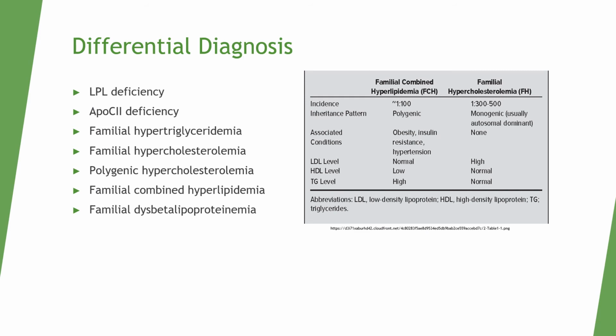With lipid disorders, there may be many different causes and therefore a lot of differentials, including the LPL deficiency, which is the lipoprotein lipase we talked about, apolipoprotein C2 deficiency, which is a coenzyme for receptor processing, familial hypertriglyceridemia or hypercholesterolemia are also possible, polygenic hypercholesterolemia, familial combined hyperlipidemia, which includes both the triglycerides and cholesterol increase, and familial dysbetalipoproteinemia is also a possibility.